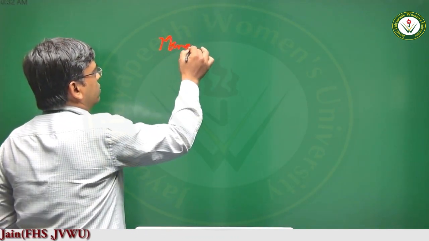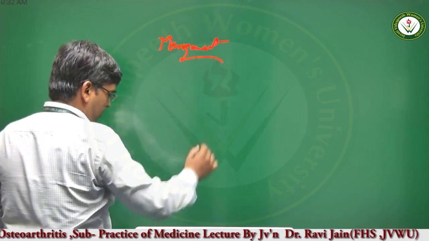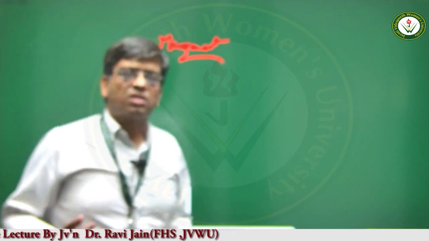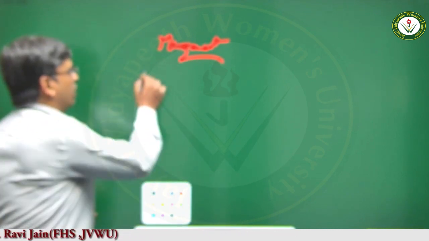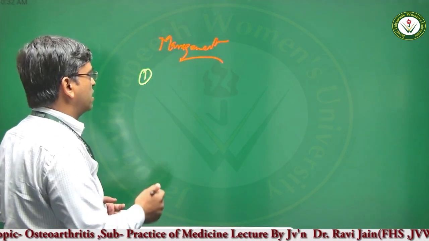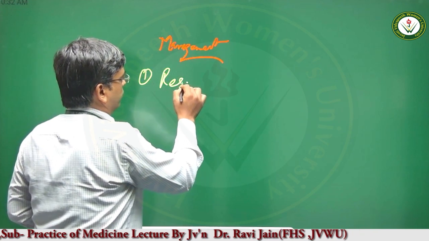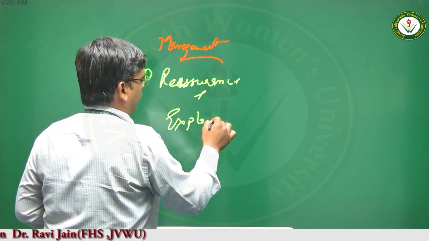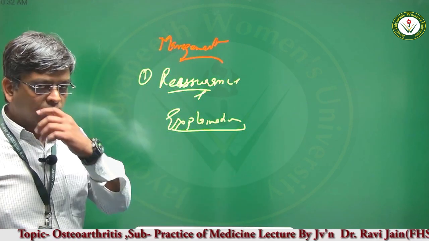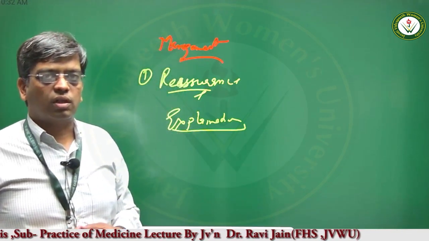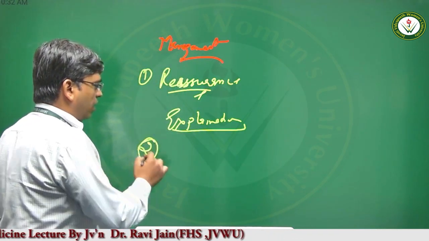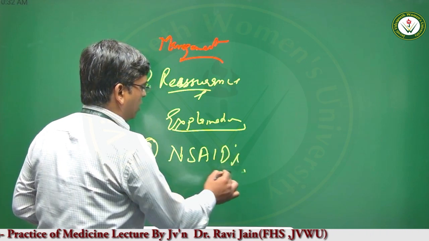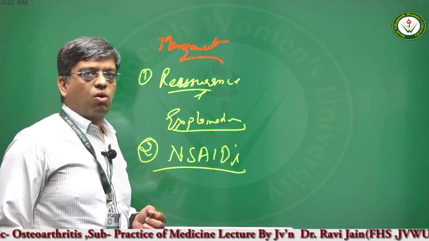Now the management part. How to manage a case of osteoarthritis? Osteoarthritis is a very common disease condition these days. It is a progressive degenerative disease. So first of all, we have to make the patient understand the disease condition: reassurance plus explanation. We have to reassure him and tell him what the disease condition is. Next, for relieving pain, we give non-steroidal anti-inflammatory drugs, known as NSAIDs. We can give COX inhibitors also.